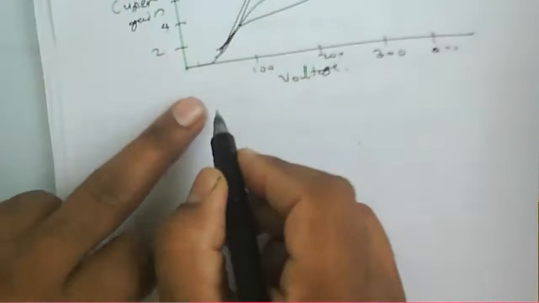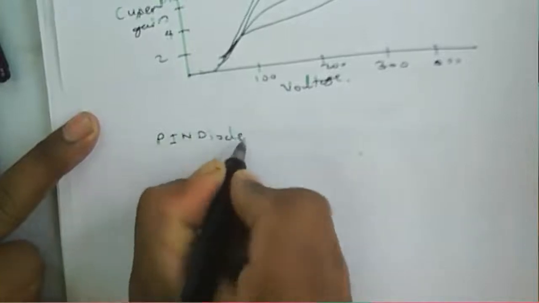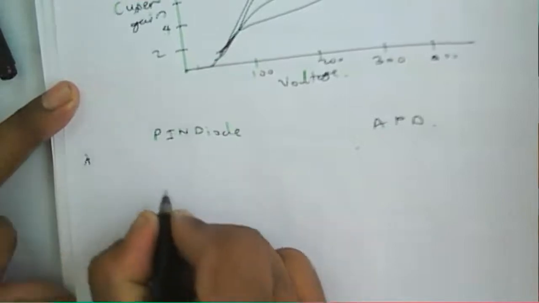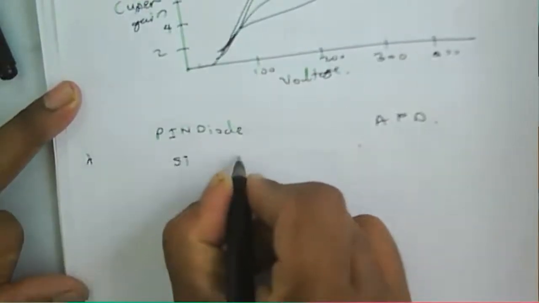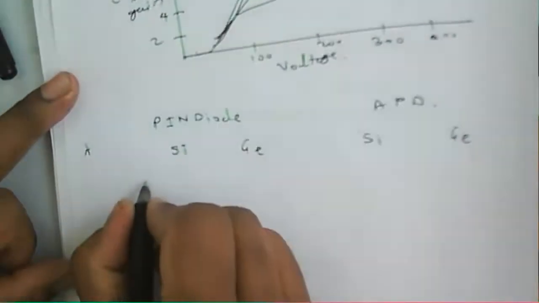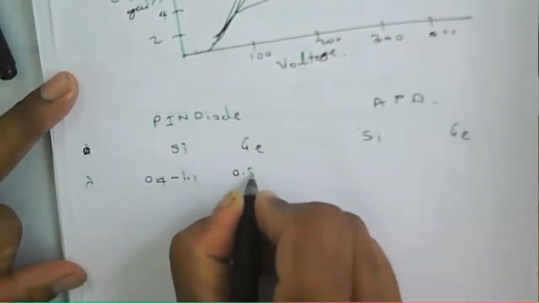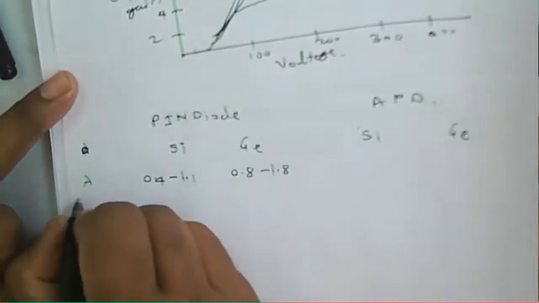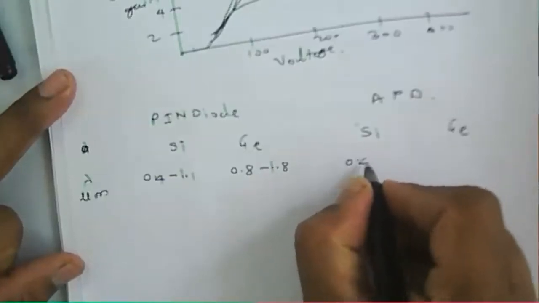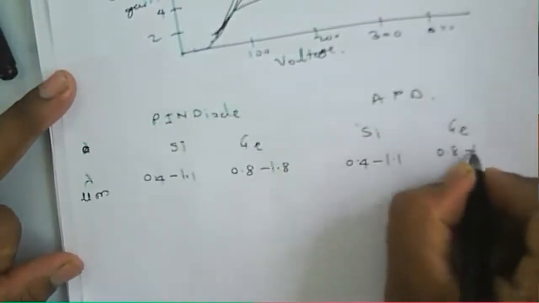So for the given particular material, if you consider a pin diode and an avalanche photodiode, with respect to the parameter that is the wavelength, for silicon and germanium, the operating wavelength lambda here is 0.4 to 1.1, 0.8 to 1.8. All the values are in micrometers. And if you consider the avalanche photodiode, its operating wavelength is about the same, 0.4 to 1.1, 0.8 to 1.8.